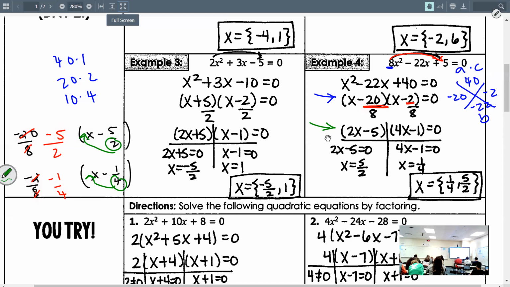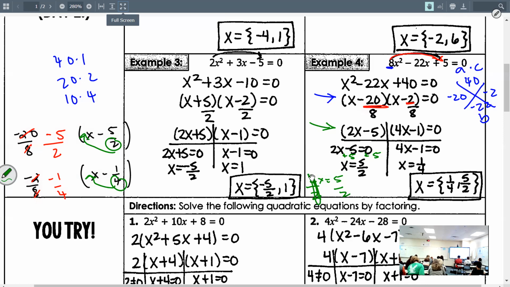So instead of subtracting 5, we add 5 to each side. I get 2x equals 5. And then opposite of multiplying by 2 would be to divide by 2. And that's how they get a positive 5/2 as their final answer.